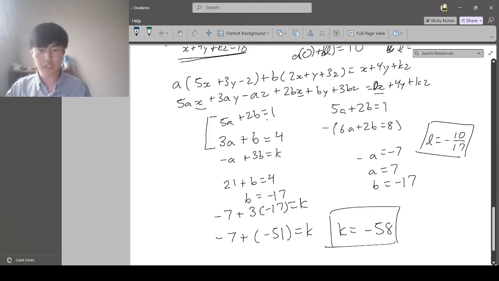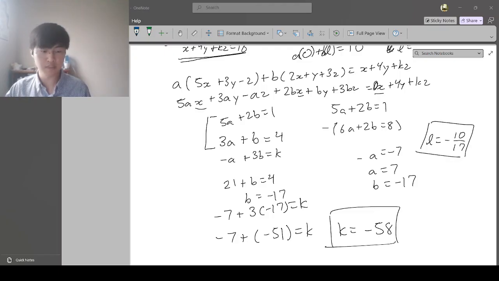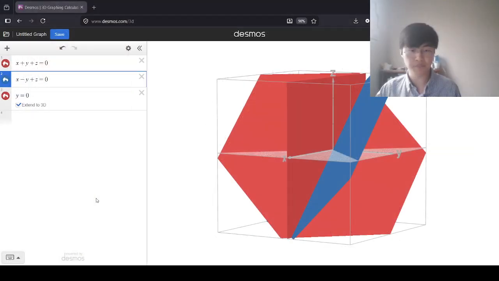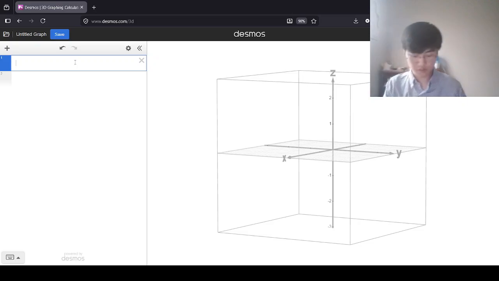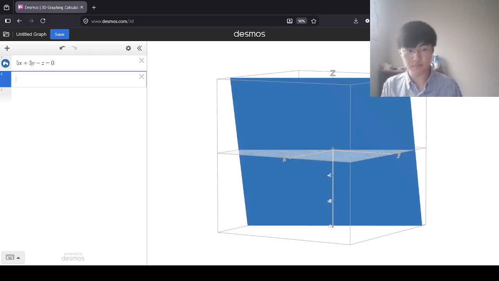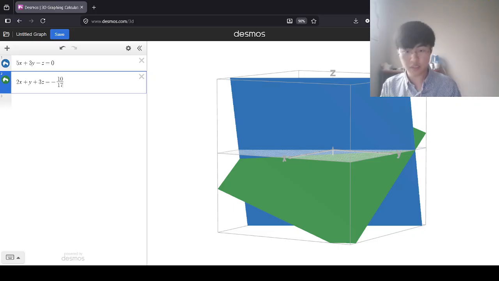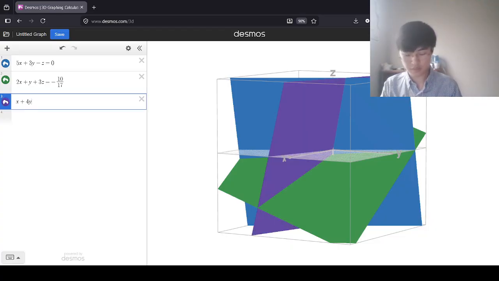And just as a sanity check, we can just simply graph this to see if we only get a line. So we get infinite many solutions. So let's plug these equations in. The first one is 5x plus 3y minus z is equal to 0. The next one is 2x plus y plus 3z is equal to -10/17. And then the last one is x plus 4y plus, or we can say -58z is equal to 10.